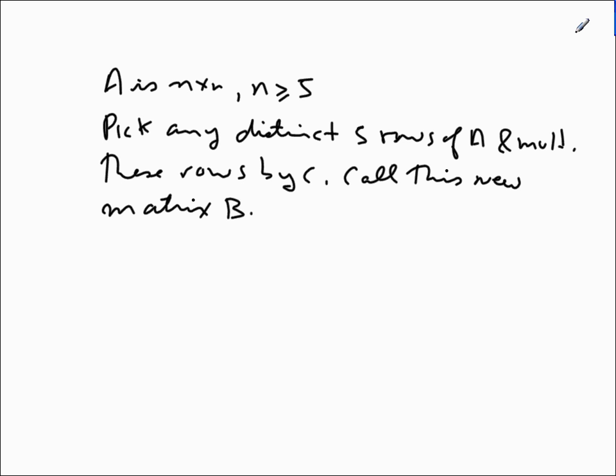Now when I say distinct 5 rows, that means you can't pick row 1, row 2, row 4, row 2, and row 6. They're not. They all have to be different. That's all that means. Pick any different 5 rows of A and multiply these rows by C. Call this new matrix B. How do you compare the determinant of A and the determinant of B?